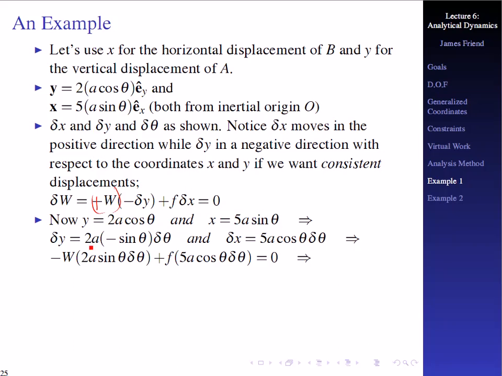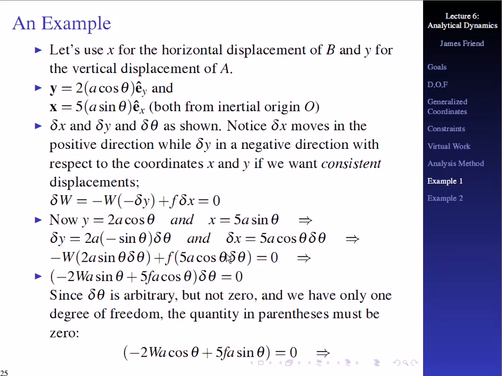So delta y is equal to 2a times minus sine theta delta theta, just the derivative of this, and delta x is equal to 5a cosine theta delta theta. We can substitute in for delta y and delta x here. It's 2a sine theta delta theta, and then 5a cosine theta delta theta, isn't it? Since delta theta is arbitrary and not zero, we can change delta theta to be whatever we want it to be. We have only one degree of freedom then. So this quantity over here in parentheses has to be equal to zero.